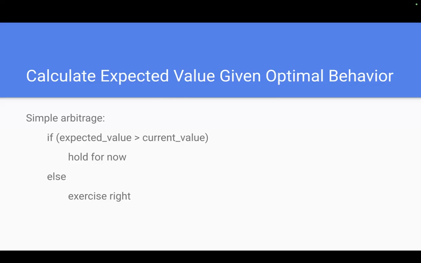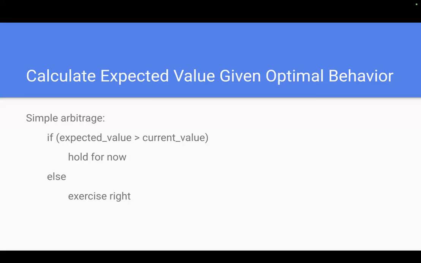So it's a really simple arbitrage. What we want to know is whether my expected value, essentially the future value in the average case, is higher than what I can get right now for it. If it's higher, then I want to hold, right? Because if I wait a little bit longer, then it'll be worth more. And in the reverse case, where the current value is higher, if I hold it, it's only going to go down in value. So obviously, I want to exercise my right now. If it's more valuable in the future, I want to hold it.